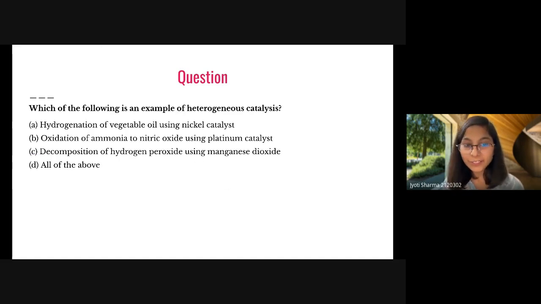Okay, I have already discussed heterogeneous and homogeneous catalysis with you. So you have to tell me which example gives you heterogeneous catalysis. For options we have hydrogenation of vegetable oil using nickel catalyst, oxidation of ammonia to nitric oxide using platinum catalyst, decomposition of hydrogen peroxide using manganese dioxide, and all of the above. As I told you, if the phase of the reactant and the catalyst is different, then this is heterogeneous. If the phase is the same for the reactant and the catalyst, then this gives you homogeneous catalysis.